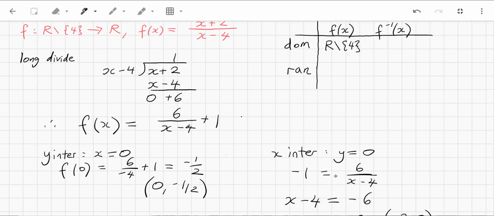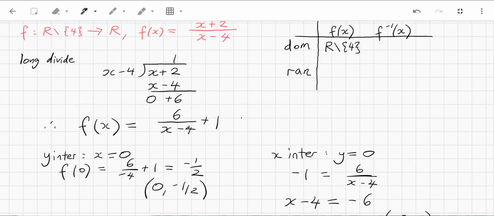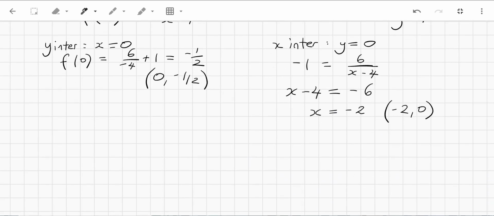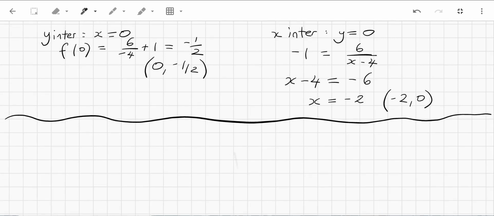Okay, and as I previously mentioned, the y-intercept, the x-intercept, the asymptotes: at x equals 4, y equals 1. So that is everything I need to sketch the initial graph. Now, for the inverse.